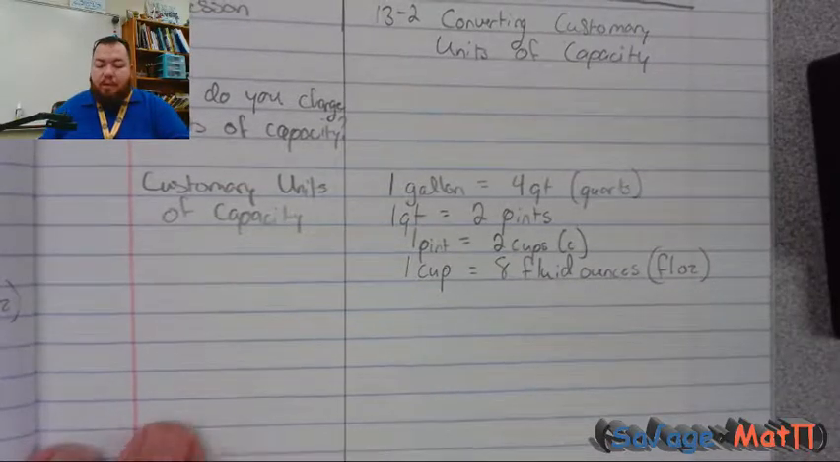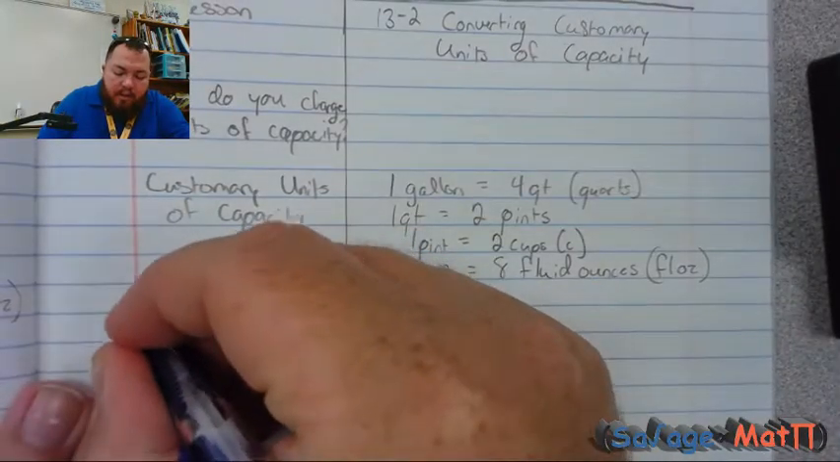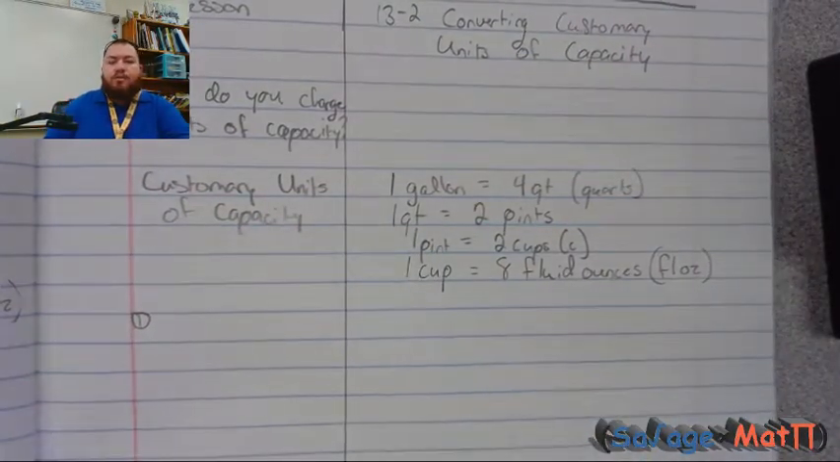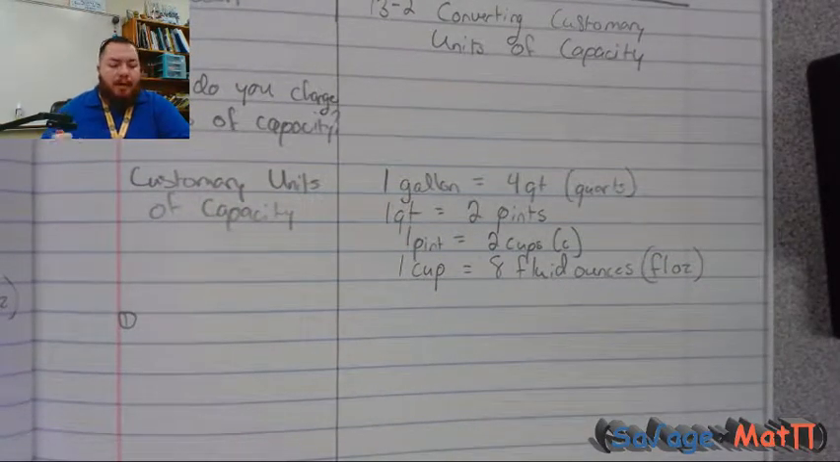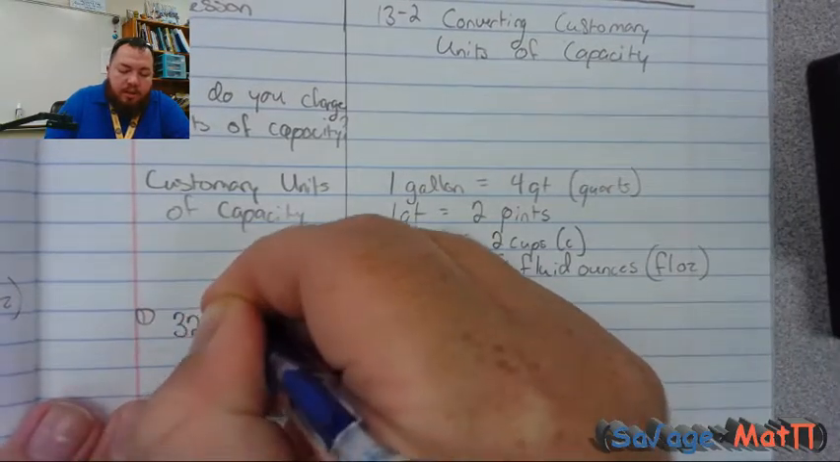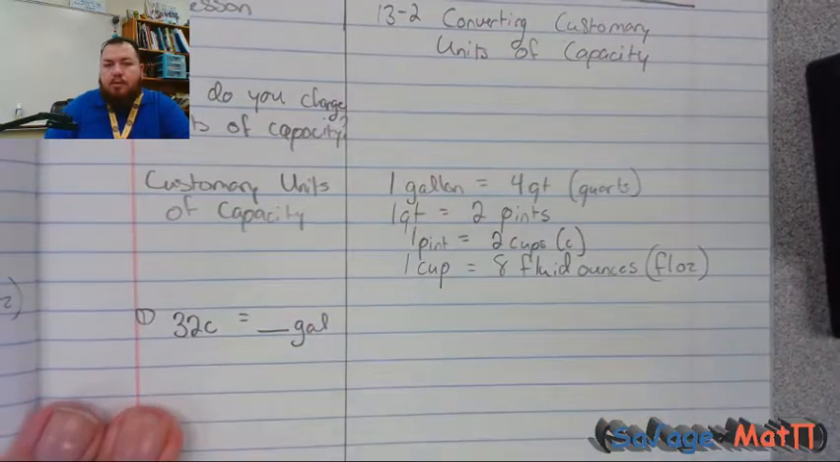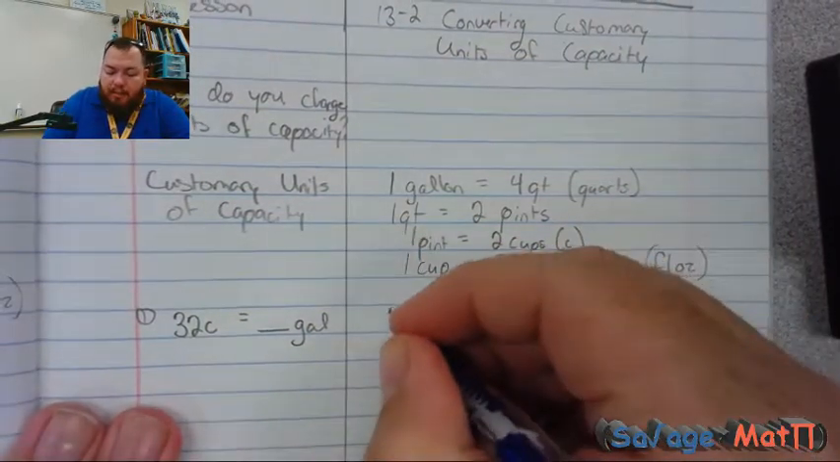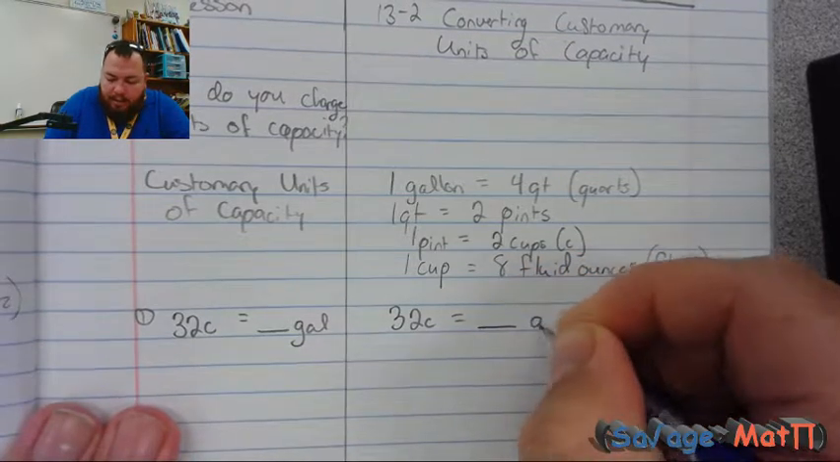So once I have my notes, there's something I want you guys to do that you didn't do yesterday. And in a certain way I want you to show your work. So my first example, I'm going to use number 1 from Guided Practice. And my first example is 32 cups equals how many gallons? Okay, so I'm going to rewrite that problem as 32 cups equals how many gallons?